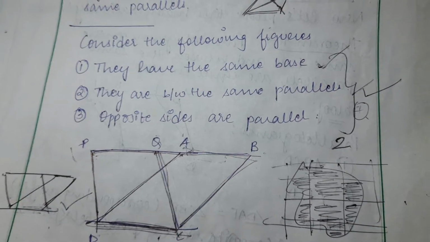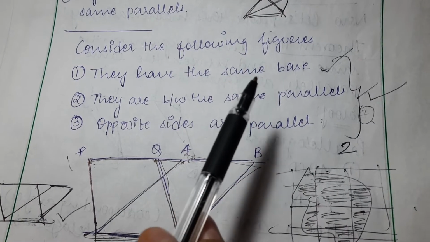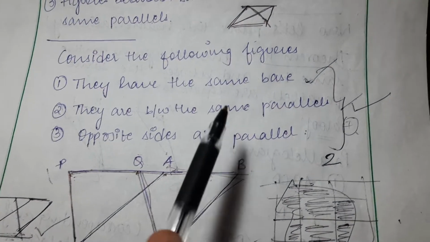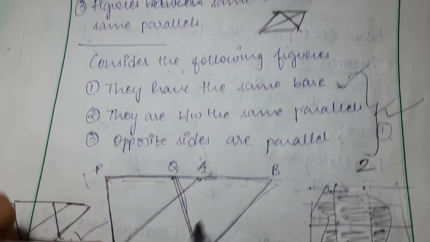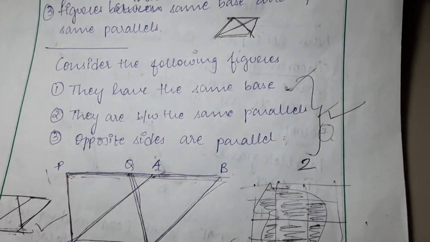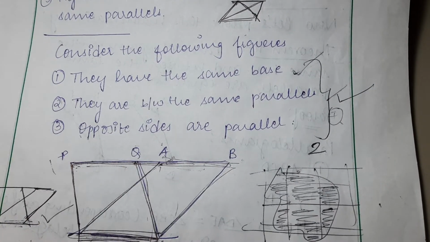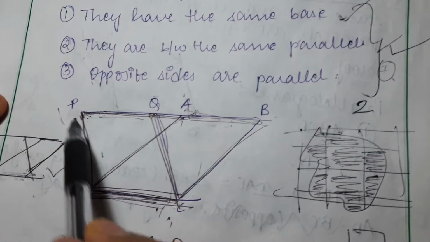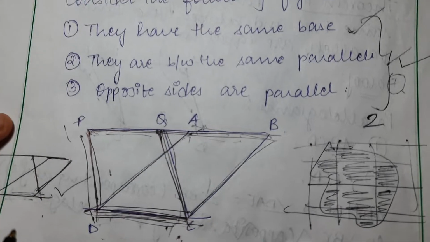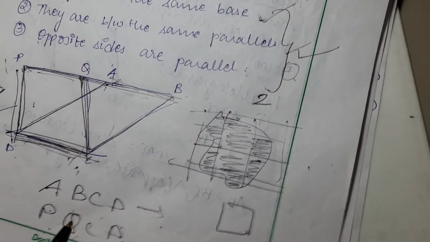Okay, again, to repeat myself, you have three conditions. The first condition is they have the same base. The second condition is they are between the same parallels. I mean the line opposite to the base is also parallel, you get it, right? And the third one is the opposite sides. These two sides also have to be parallel. Basically, parallelograms.